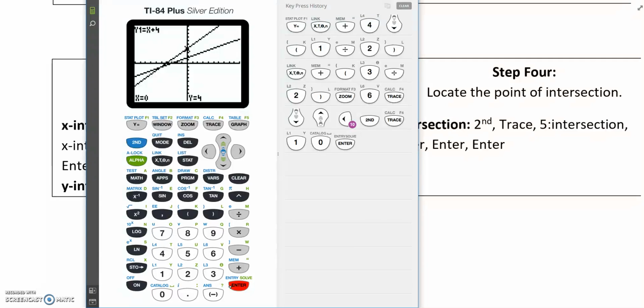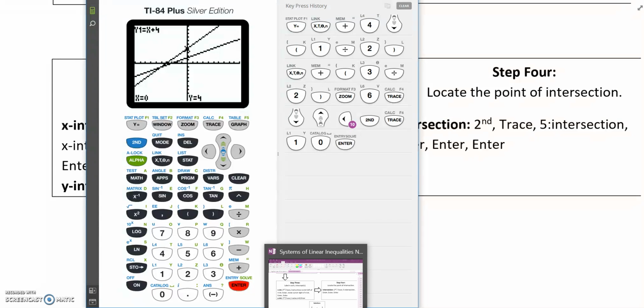Now for those of you who are used to using Desmos, you just click on that point, and it gives you the point right away. But we're using these graphing calculators in this course, so this is how you do that in this calculator. Now once you've found 1, so it's at y equals 4, we can go ahead and put that on our graph.